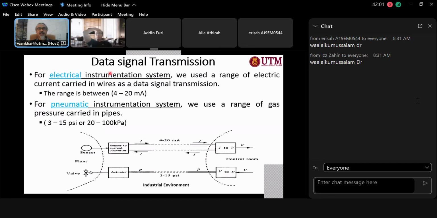For an electrical instrumentation system, we use a range of electric current carried in wire as the data signal transmission, and the range is 4 to 20 milliamp. We use current. We do not use voltage. It's hard to use voltage. If we use voltage, we find that at the end of the wire, when it reaches the control room, it is subjected to the environment and the change of the resistance in the wire that is transferring the data.